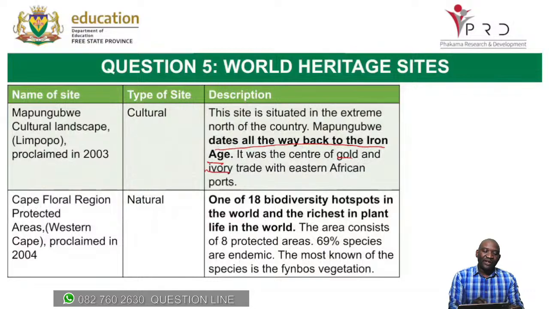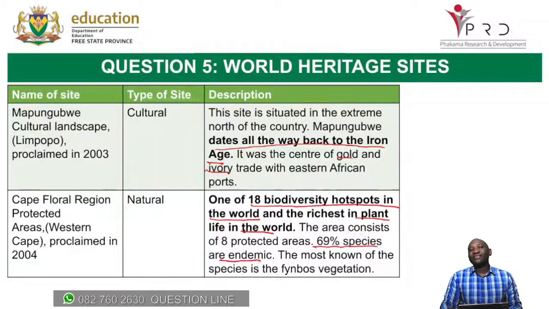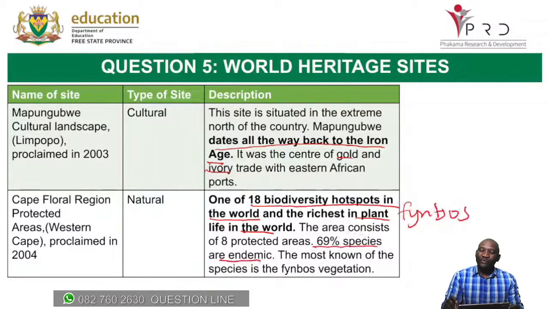And then we've got the Cape Floral Protected Area. This one is very important because it is one of the 18 biodiversity hotspots in the world. It has the richest animal and plant life in the world as well. And 69% of these species are endemic, simply meaning that they are only found in this area. And as you may remember, the fynbos is one of the most common plants found in this area, and it can adapt to fire. If it burns down, it regenerates itself. That's what makes it so special.